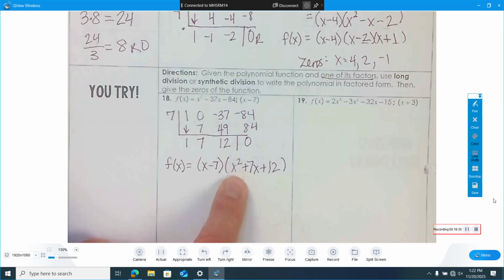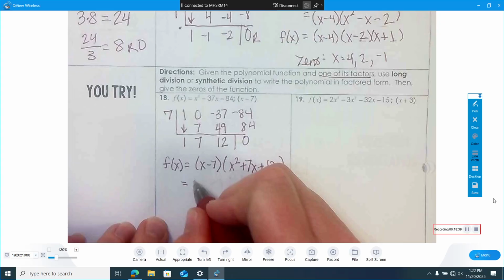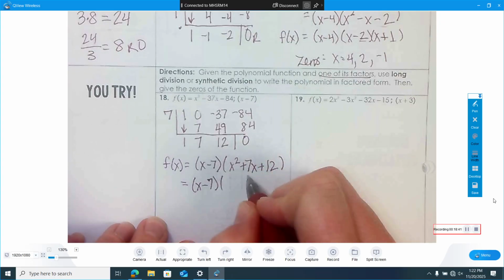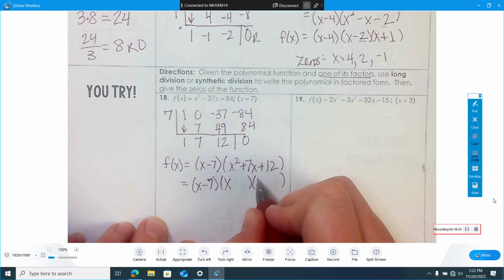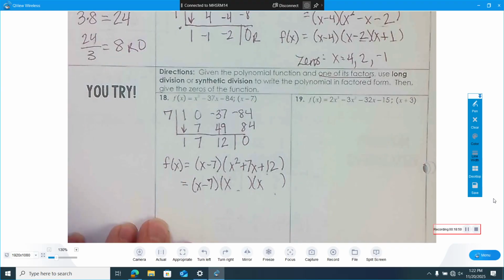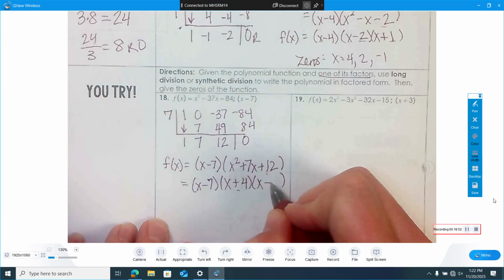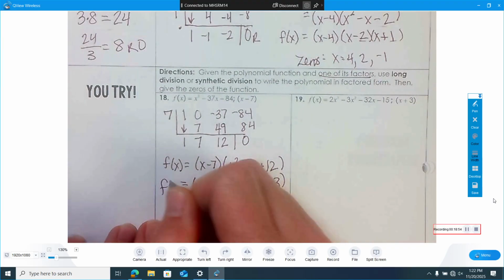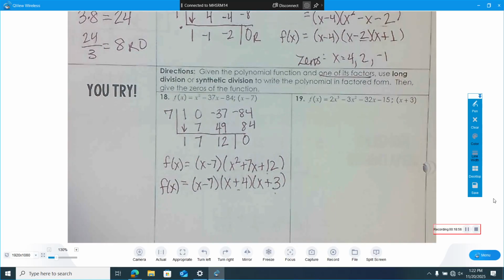Good. X squared plus 7x plus 12. And then we can double bubble that a little bit more. All right, x times x is x squared. What times what is positive 12? 6 times 2. 4 times 3? Positive 4 and a positive 3. So there is our polynomial factored perfectly.